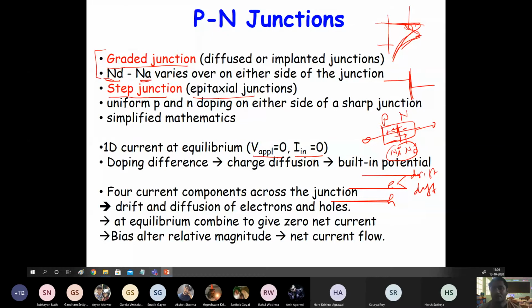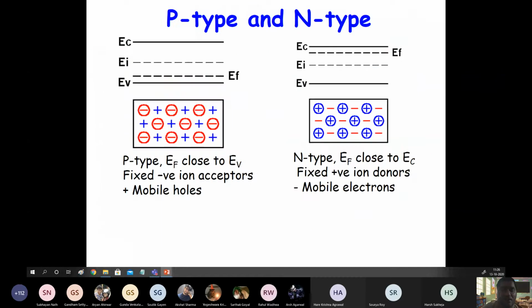Correct? So now let us look at the p-type semiconductor and n-type semiconductor individually. In p-type semiconductor, where is the Fermi level? The Fermi level is below the intrinsic level. In n-type semiconductor, the Fermi level is above the intrinsic level, right?